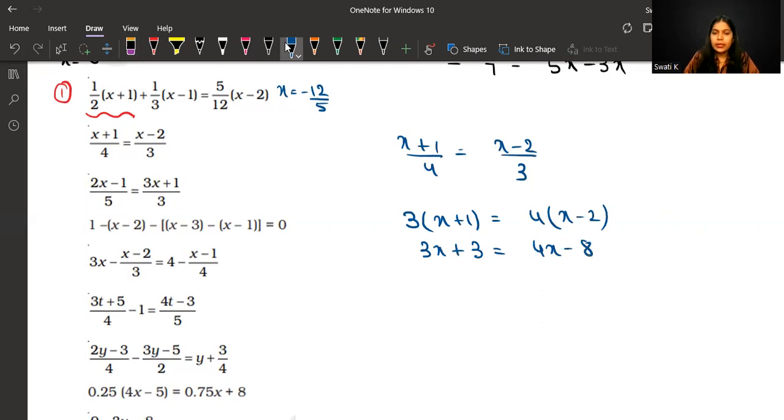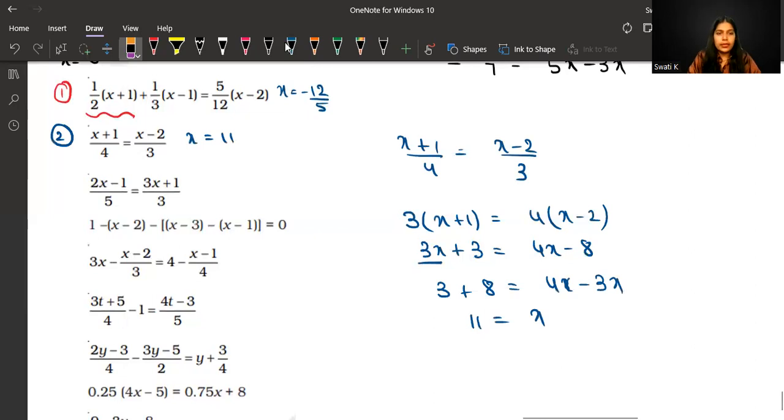Now this 3 I'm writing as it is, minus 8 I'm shifting to the other side, so plus 8, and this 4x as it is and shifting this 3x to the other side, so minus 3x. Now 3 plus 8 is 11, 4x minus 3x is x, so the value of x is 11. So we got the answer, x equals 11, for the second question. All right, now we can do the next question.